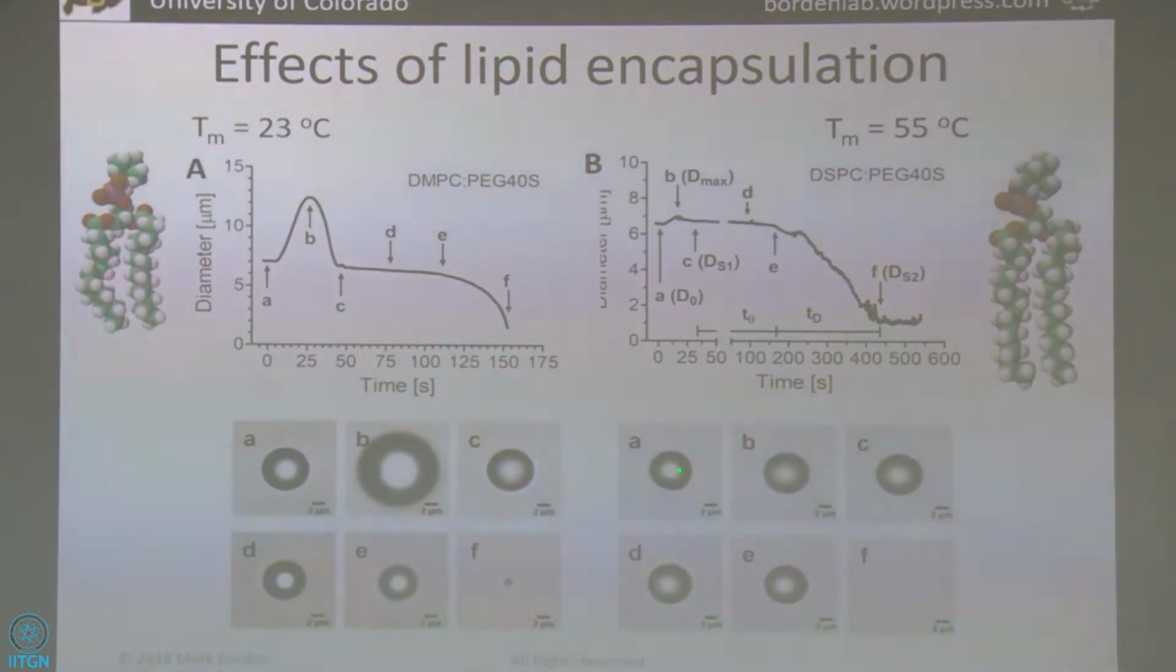And you can see the bubble. So it initially grows, but not a lot. Okay, and then it shrinks and then it stabilizes.